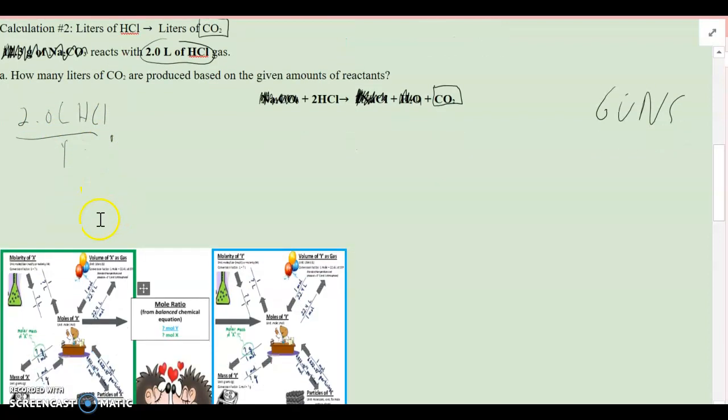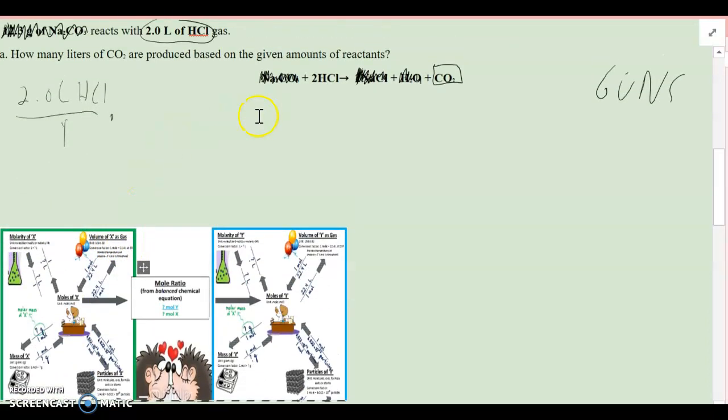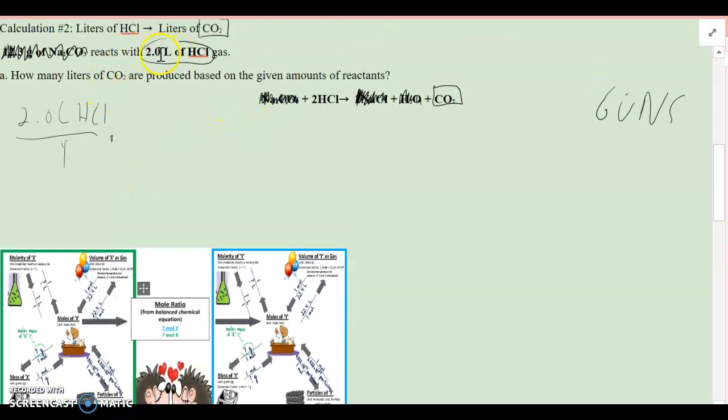I'm going to trace this out on my mole map. So here's my mole map here. So what am I starting in? I am starting with liters of HCl gas. So here's volume up here. So this is my starting point. And what am I trying to get to? It's asking me find liters of CO2, so my endpoint. So here's my endpoint. That means I need to go this way, across, and up. So that's 1 step, 2 steps, 3 steps.